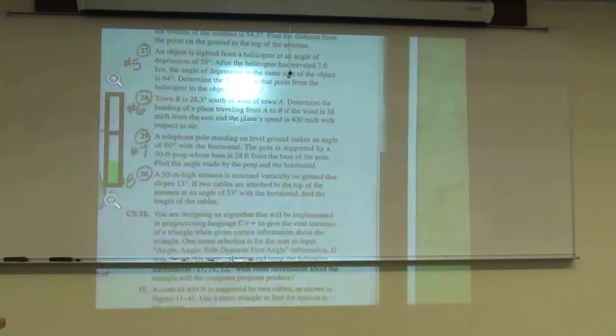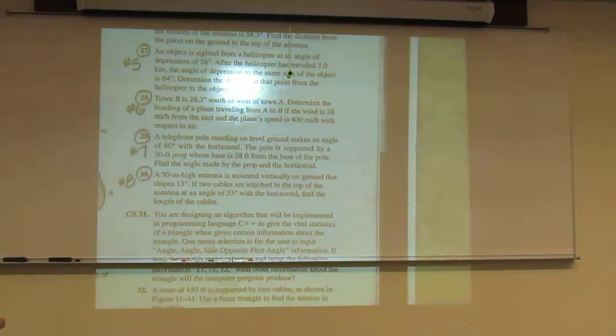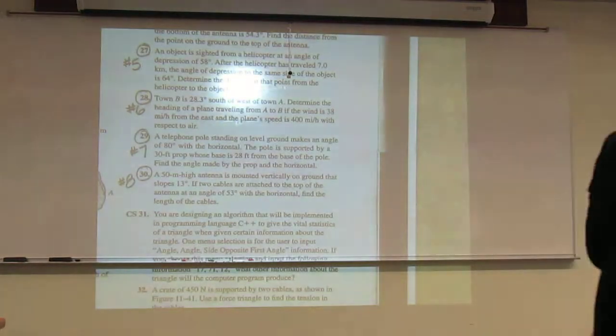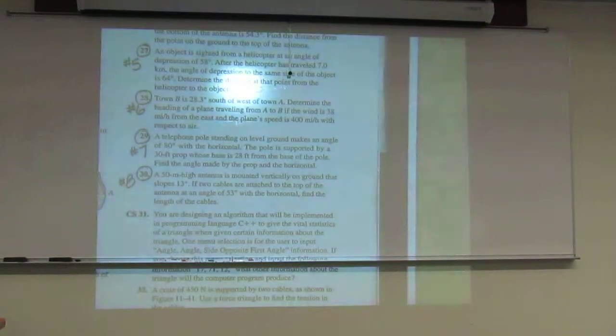Just exactly what that old guy was sitting up there with St. Peter. Town B is 28.3 degrees south of west of Town A. Didn't we just do this one at your desk? No, yesterday we did. Oh, this is the one you and I worked on. Okay, Majid. Town B is 28.3 south of west. Thank you, Majid. I'll get it right today. Determine the heading of a plane traveling from A to B if the wind is 38 miles per hour from the east and the plane speeds 400 miles per hour with respect to the wind.